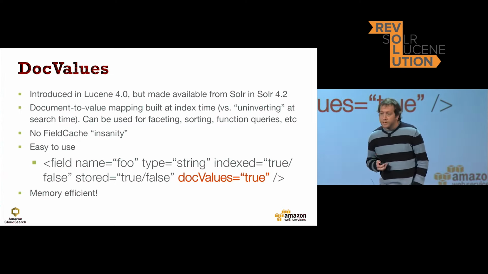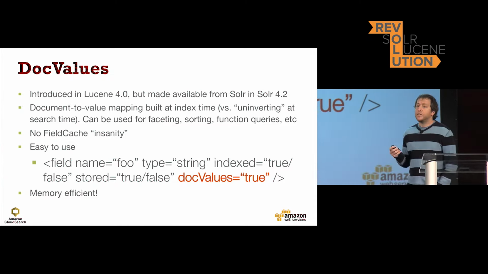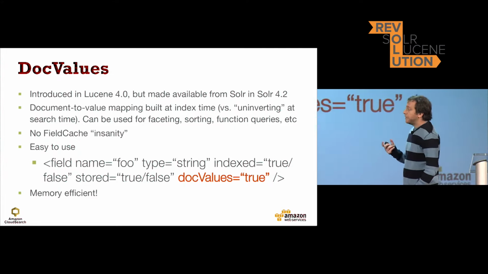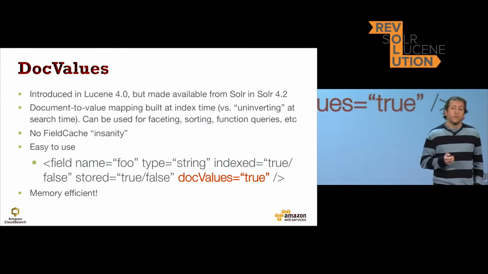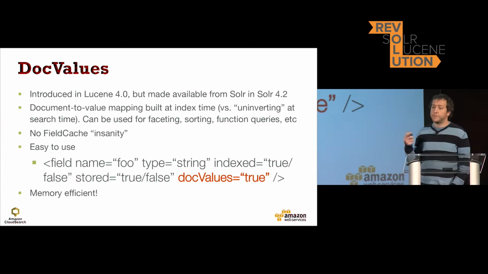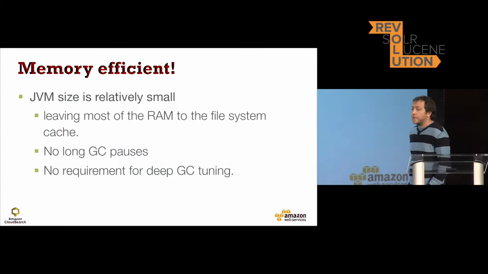And also the doc values are much more memory efficient. So the field cache keeps everything in memory, even the values of the field. All the distinct values for the field are going to remain in memory. Doc values, on the other hand, will only keep part of the structure in memory and the other part in disk. So it's much more memory efficient. So this allows us to set a JVM.